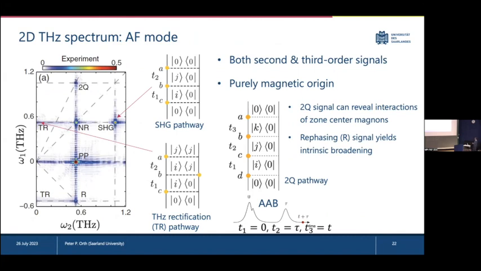So really you can see in this experiment nicely that the system can undergo different evolutions, and you probe all of them at the same time, of course, but here they're nicely separated. One of them, for example, is this 2Q pathway, where in the second time interval, the system has 2 magnons, and so it oscillates with twice the frequency of a single magnon.